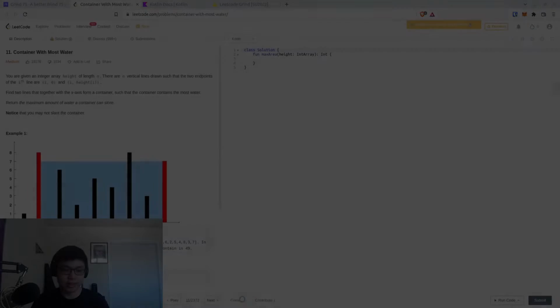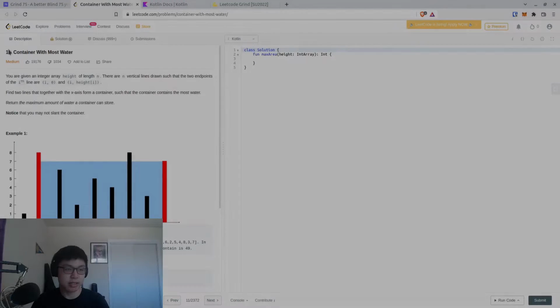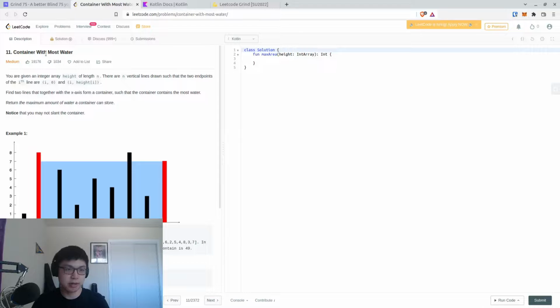Well, let's get started on the next problem. This is going to be LeetCode problem number 11, container with most water. You are given an integer array, height of length n. There are n vertical lines drawn such that the two endpoints of the ith line are (i, 0) and (i, height[i]).